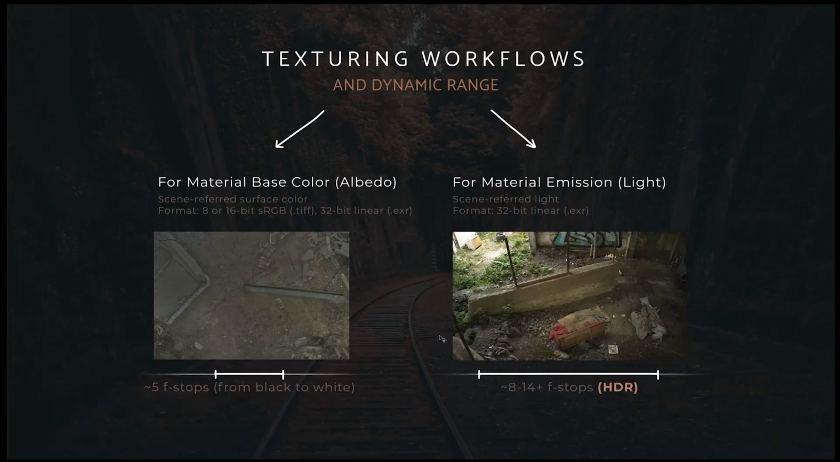So we can do two main things with the light data captured by the camera sensor. We can either turn it into an albedo texture or a base color texture without any lighting present in it, with just a few stops of dynamic range, or we can try to retain as much dynamic range as possible, say the full light play available, and use it as a material emission later on.